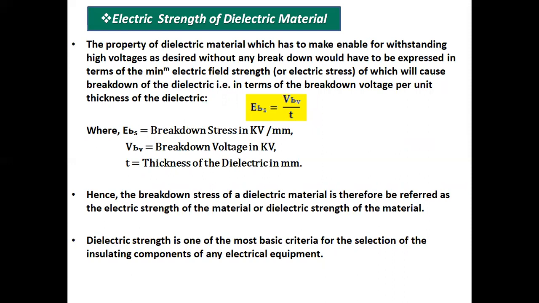That is, EBS equals VBV divided by T, where EBS is the breakdown stress in kilovolt per millimeter, VBV is the breakdown voltage in kV, T is the thickness of the dielectric in millimeter. Hence, the breakdown stress of a dielectric material is referred to as the electric strength or dielectric strength of the material. Dielectric strength is one of the most basic criteria for the selection of the insulating components of any electrical equipment.